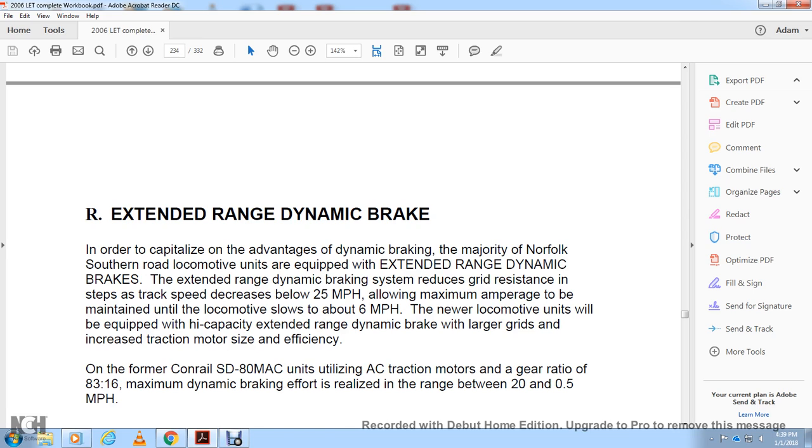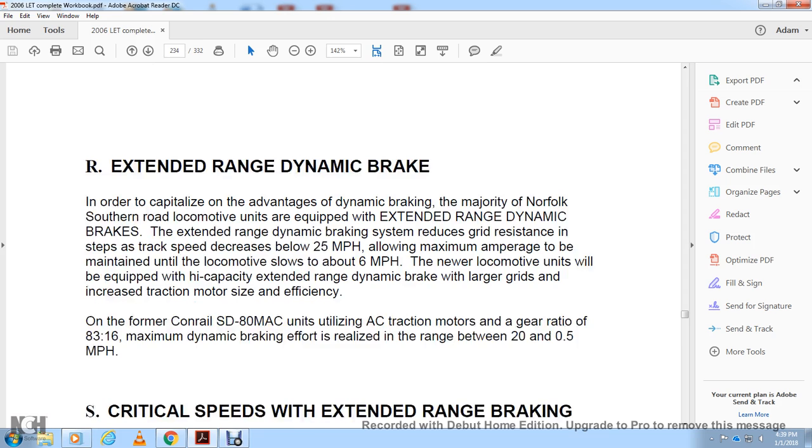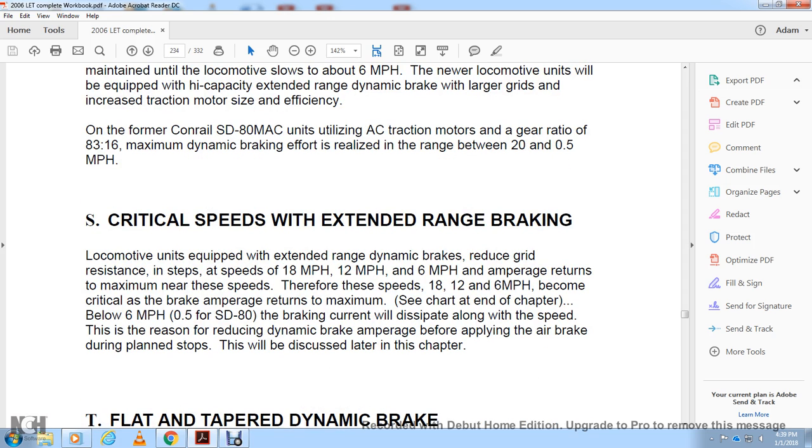Some locomotive units are equipped with the high capacity extended range dynamic brake, with larger grids and increased traction motor efficiency, as on former Conrail SD80 MAC units. Utilizing the AC traction motor with a gear ratio of 83 to 16, maximum dynamic braking effort is realized in the range between 20 and 0.5 miles an hour, half a mile an hour.